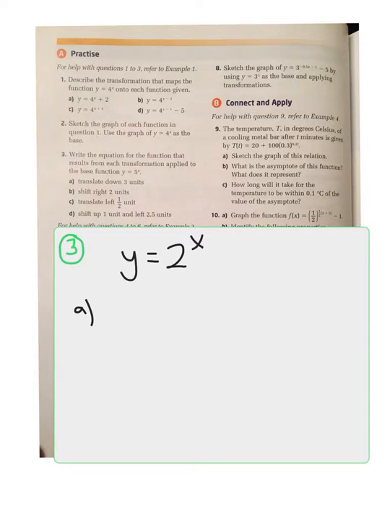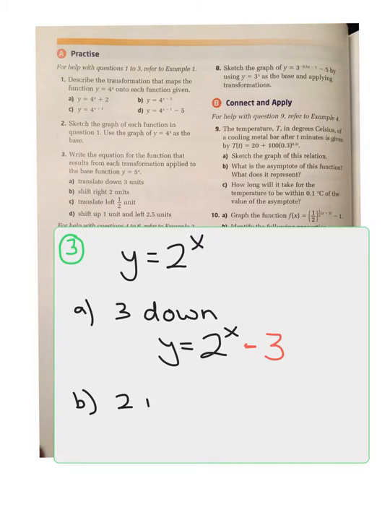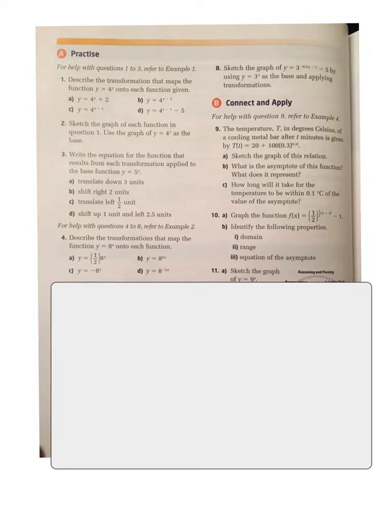A says translate 3 down. So 3 down, I think everybody should be able to work this one out. It's going to be y equals 2 to the x, and then the 3 down just becomes minus 3 on the end. If we look to B, 2 right, well, that's going to be y equals 2 to the x, and then the 2 to the right is going to be minus 2 after the x. Fairly easy question.